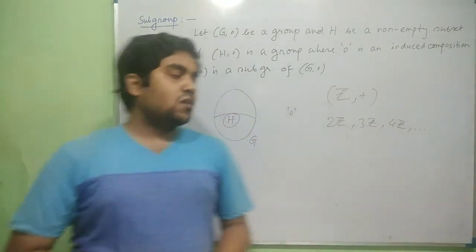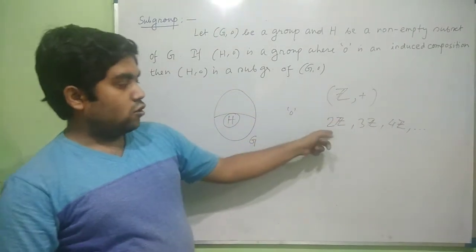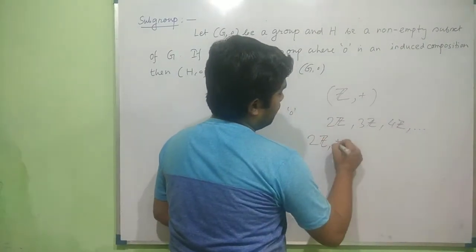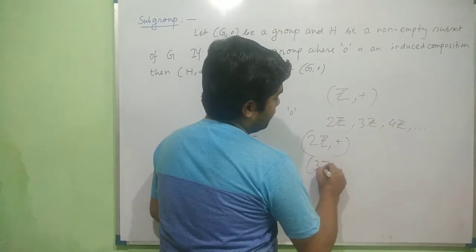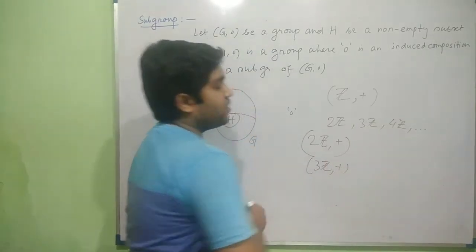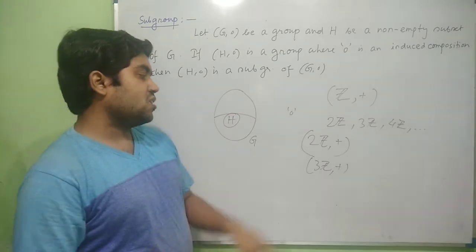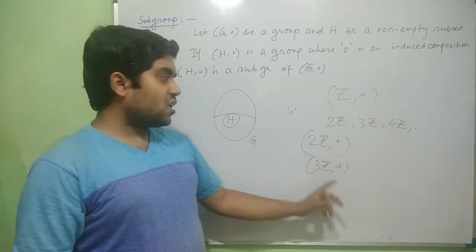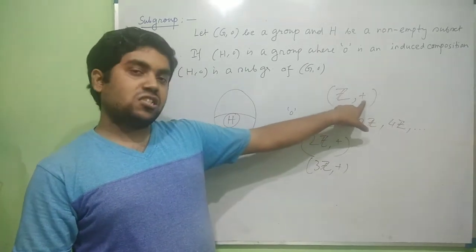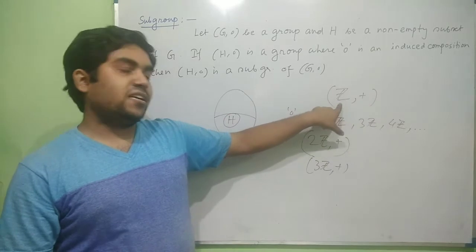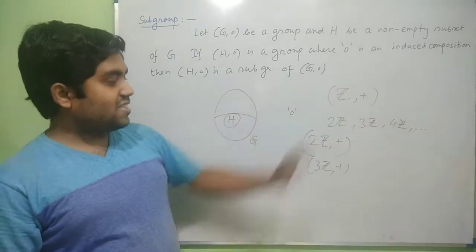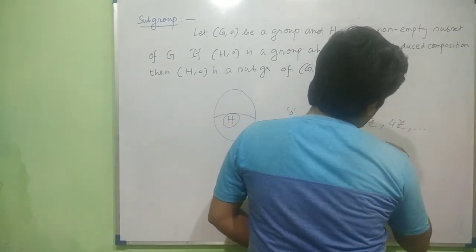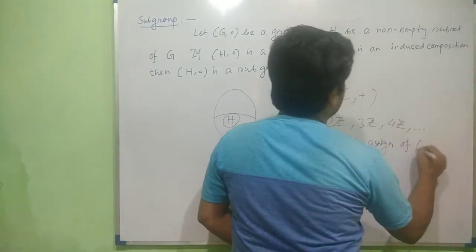Similarly, the set 2Z forms a group with respect to the same binary composition plus. Similarly, 3Z also forms a group with respect to addition. That means 2Z and 3Z are all forming groups with respect to the same binary composition plus, for which the set Z forms a group. This implies that 2Z and 3Z are subgroups of (Z, +).